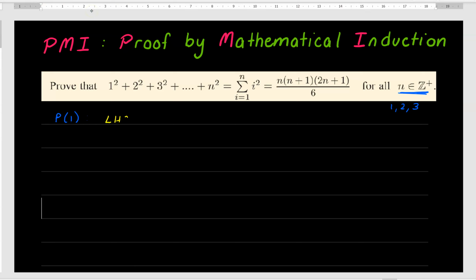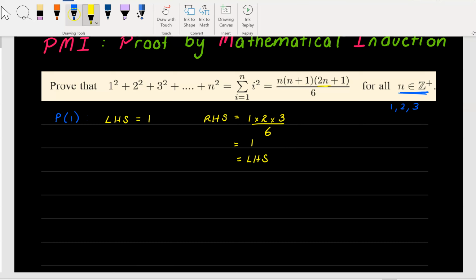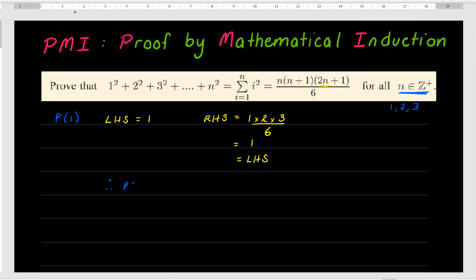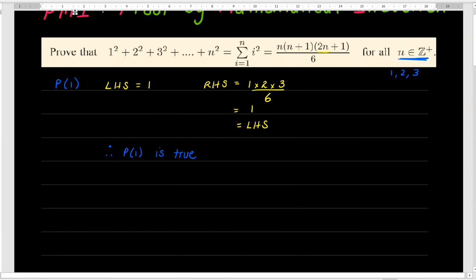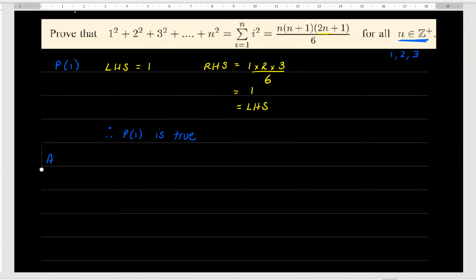So our left-hand side is 1 squared, which is 1. You need to show that it works for your right-hand side. So that's going to be 1 times 1 plus 1, which gives you 2, right? 2 times, we just did this before, 2 times 1, sorry, is 2, plus 1 is 3, all over 6. And we can see that that does indeed equal 1. So that equals our left-hand side. And we write, therefore, P of 1 is true.